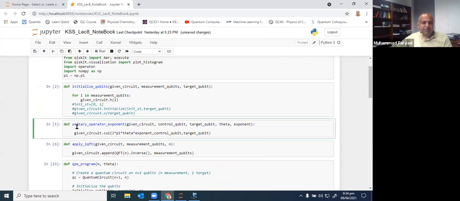And then I'm preparing a unitary operator as just a simple exponent operator. All it does is apply a controlled unitary operator with a specified phase that I have already defined. Let me just discuss what this controlled unitary operator is.